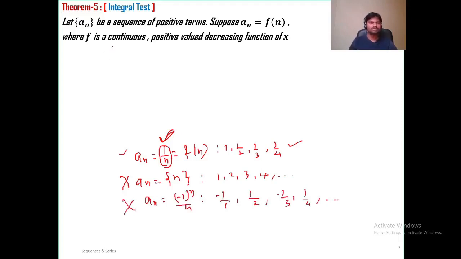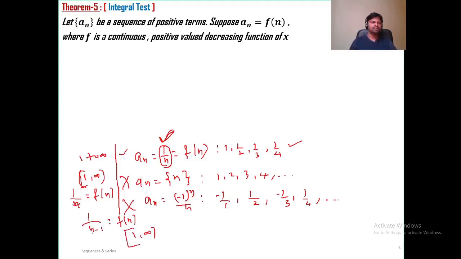So first, f should be continuous. That means everywhere it should be well defined. For example, in this sequence n is running from where to where? N is running from 1 to infinity, right? So in this interval 1 to infinity, the given function must be continuous. If f of n is 1 by n, whatever number you substitute from this interval 1 to infinity, this function is well defined. For example, if I take 1 by n minus 1 as my f of n, and the interval is 1 to infinity, then substituting n equals 1, what happens? 1 minus 1 is 0, 1 by 0 is infinity. It is not defined. Therefore, it is not continuous.